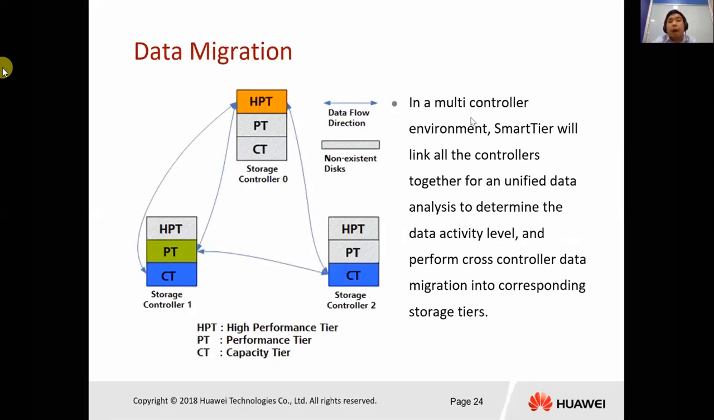In this case, in a multi-controller environment, Smart Tier will link all the controllers together for a unified data analysis. Controller 0 collects, controller 1 collects, controller 2 collects, then Smart Tier will collect from everyone and do a summary. Based on all the data, we will determine which is hot, warm, cold. It will not determine individually; it will determine with everyone together. So they unify the data to analyze and determine the data activity. This is what you do when you have multi-controller.